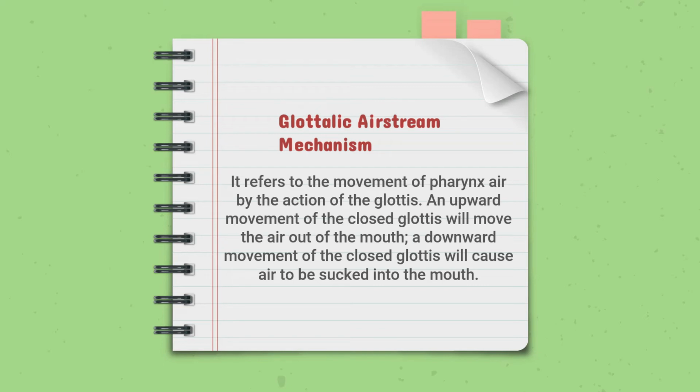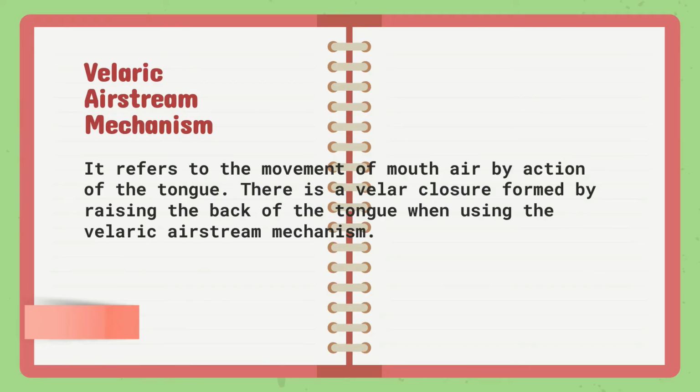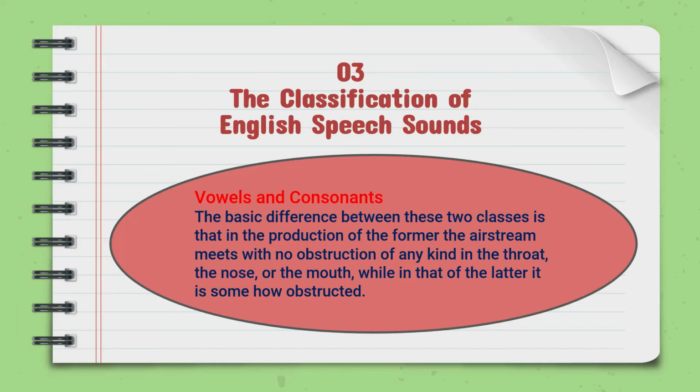An upward movement of the closed glottis will move the air out of the mouth. A downward movement of the closed glottis will cause air to be sucked into the mouth. Velaric airstream mechanism. It refers to the movement of air in the mouth by action of the tongue. There is a velar closure formed by raising the back of the tongue when using the velaric airstream mechanism.